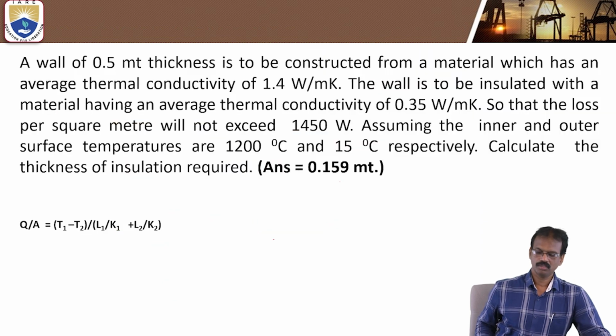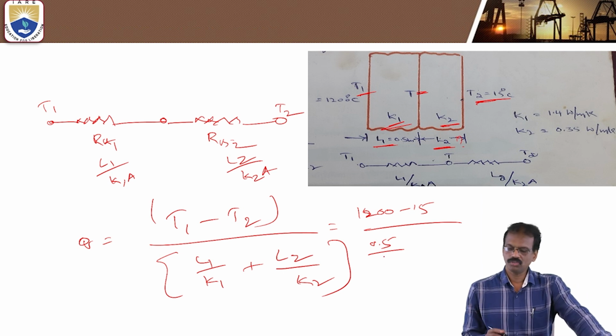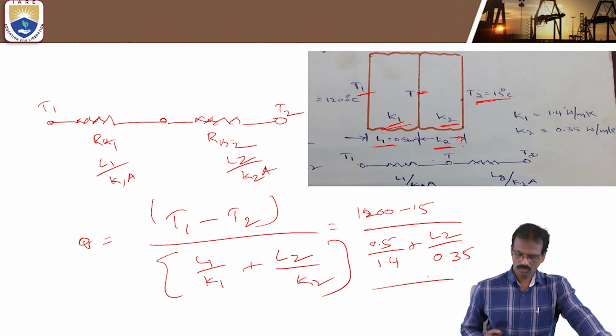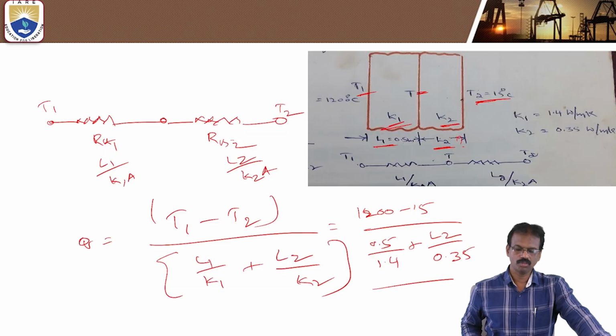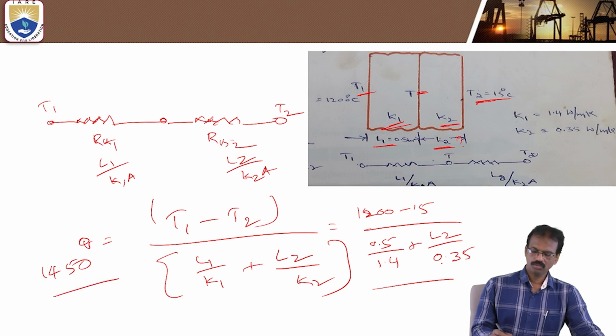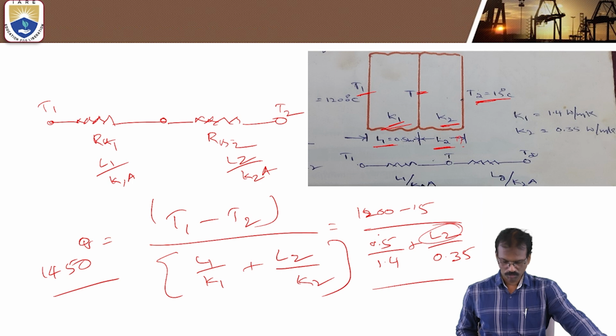So that is 1200 minus 15 by L1 0.5 meters, thermal conductivity K1. So K1 is equal to 1.4 plus L2 by K2, which is equal to 0.35. If you solve this one, so this value is also given, Q is equal to 1450. This is the 1450. Okay. So by substituting all this, you can find out the L2. So this is the numerical.